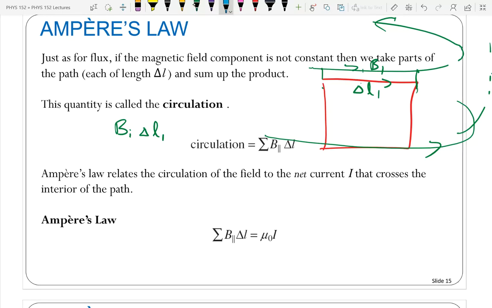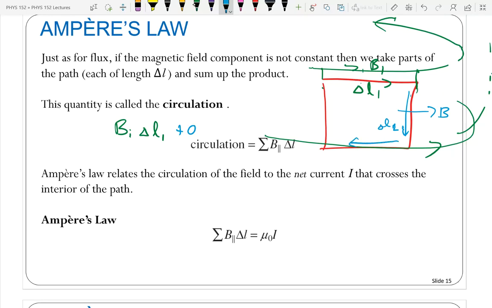If I go down this way, the angle between my magnetic field and my delta L1 is 90 degrees. How much is parallel? The magnetic field's going this way. Delta L2 is going that way. How much is parallel? 0. So I'm going to have plus 0 for that one.